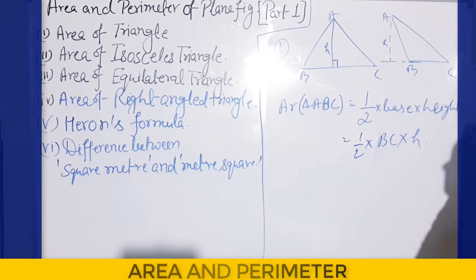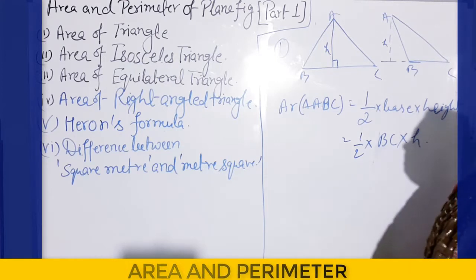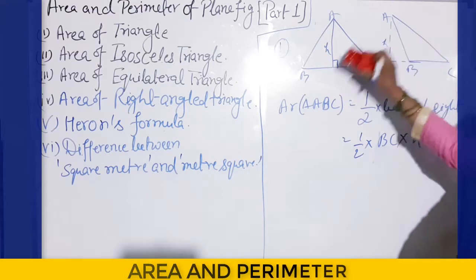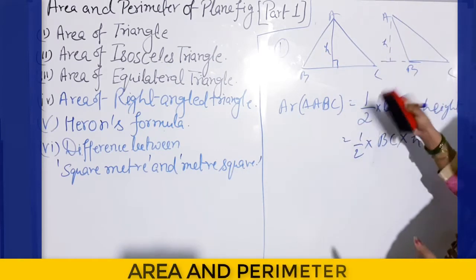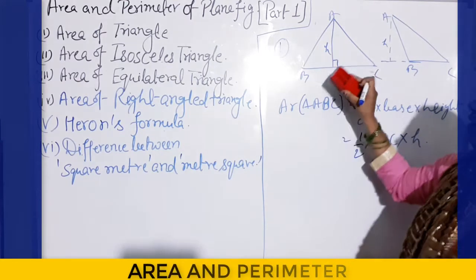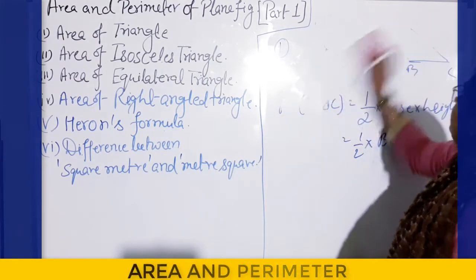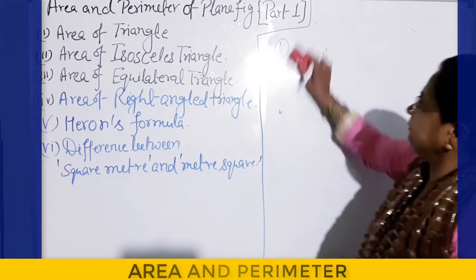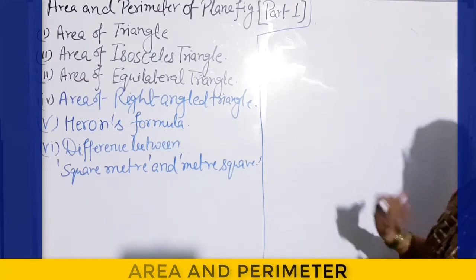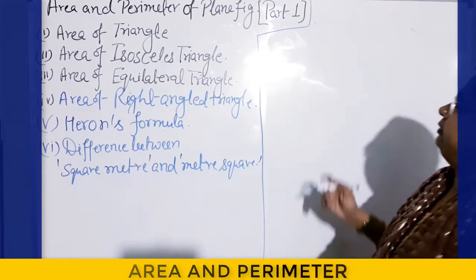And second thing, area of isosceles triangle. This formula is given for any type of triangle if base and height are given. Second thing is area of isosceles triangle. How to get the formula?